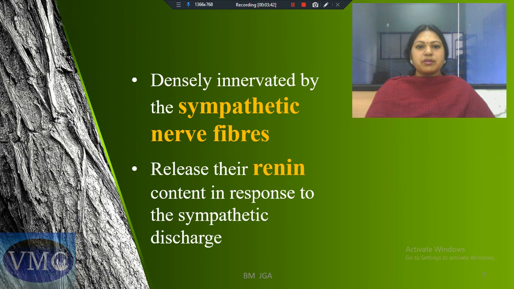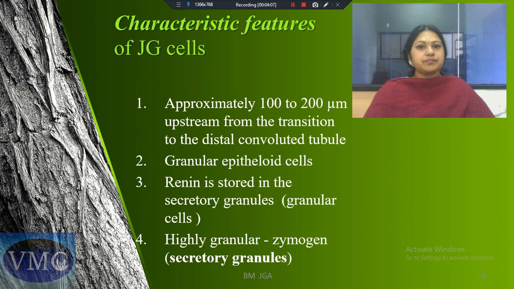So what is the importance? They are densely innervated by sympathetic nerve fibers. The importance is they release renin. Have you heard of renin? Renin is very important because it is the hormone which modulates your extracellular volume and your blood pressure. These cells release renin in response to your sympathetic discharge. That is an important parameter.